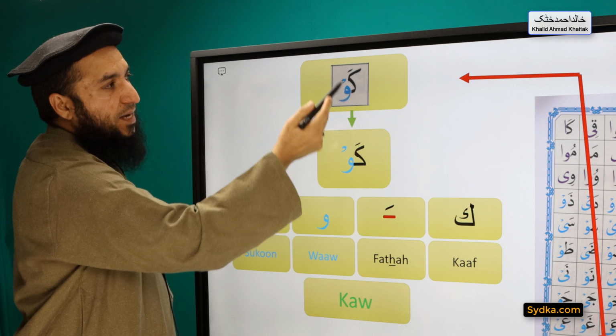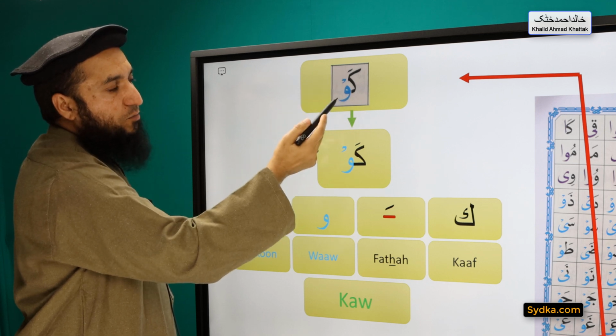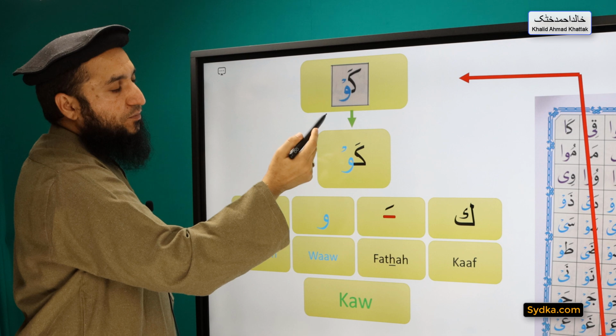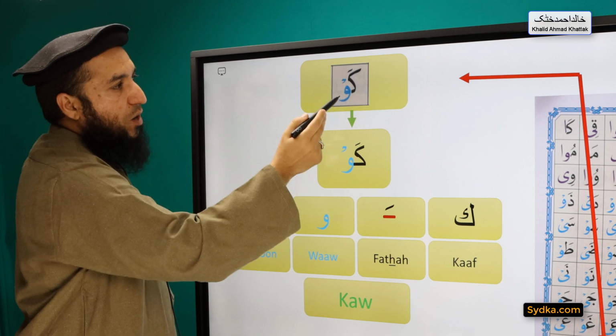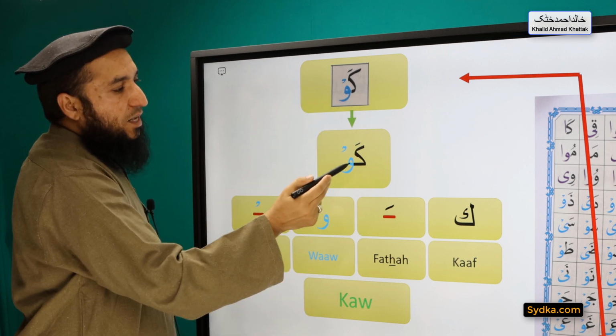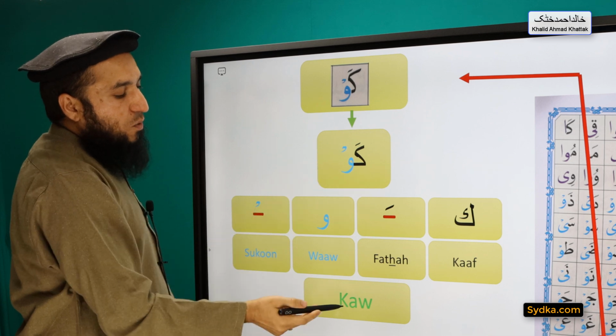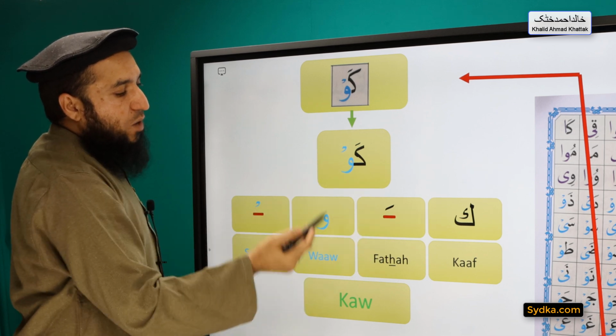Kaf is a light letter, it has Fatha on top of it, it is followed by Waw, and Waw has a Sukun. Kaf Fatha Waw Sukun Kaw.